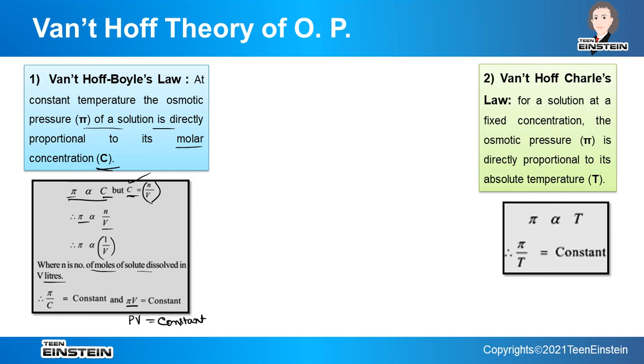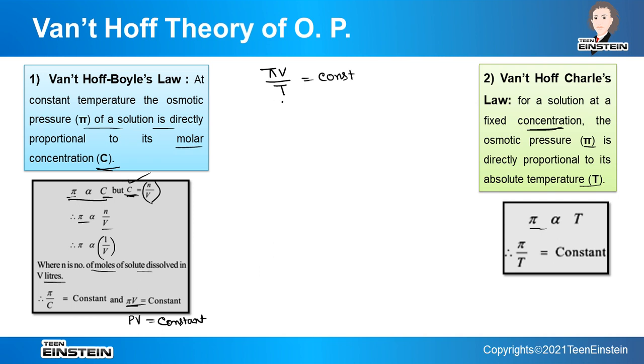Next we have Van't Hoff's Charles's law. Now in this law, for a solution at fixed concentration, that is, concentration we have kept fixed, the osmotic pressure, that is pi, is directly proportional to absolute temperature. So in case of normal gas laws, we say that P is directly proportional to T when volume is constant. Now we have kept the concentration constant, that means actually volume is constant, because concentration is related to volume. So here we can say that pi is proportional to T, or pi by T is equal to constant. So pi V is equal to constant and pi by T is equal to constant. That means if we combine these two, we can write pi V by T equal to constant.